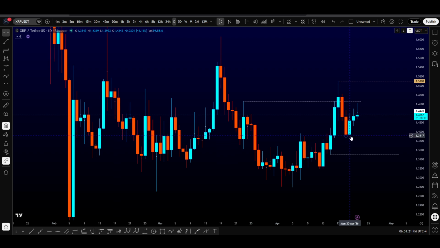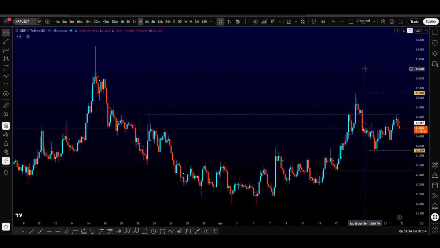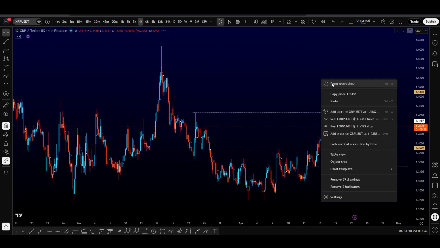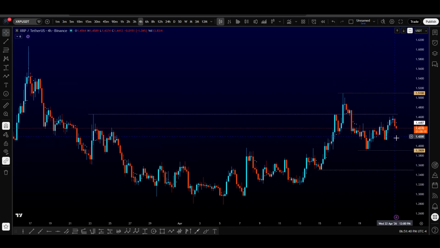So now we're in another range, right? With this range, what we can assume is, okay, where is the next biggest target? If we're going to continue to the upside, then the next target for sure will be $1.50. But if we go into at least a 4 hour, we can see if there's anything else going on, which could at least give us a framework to take a look at.